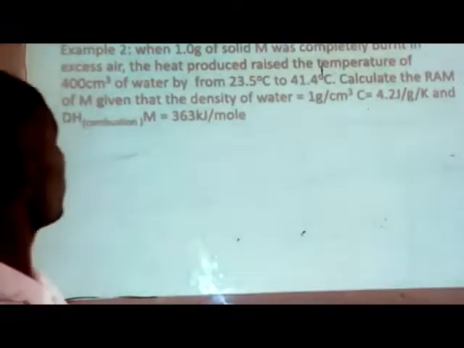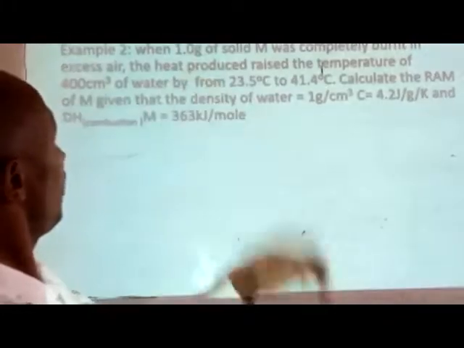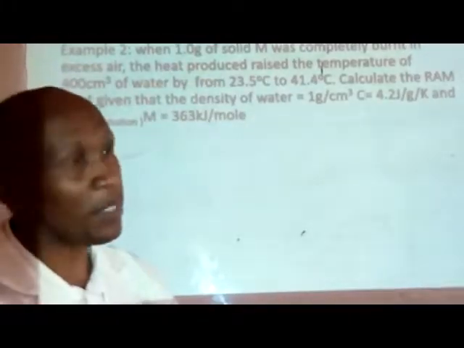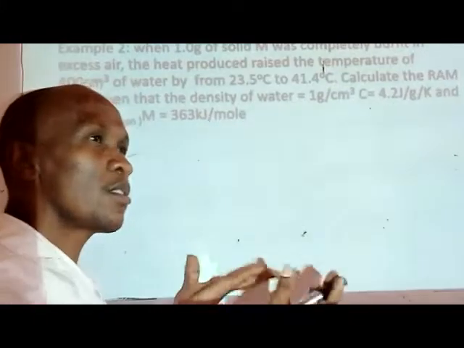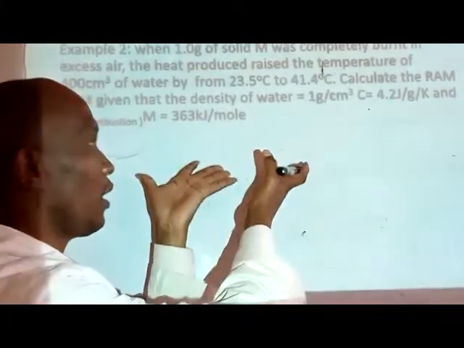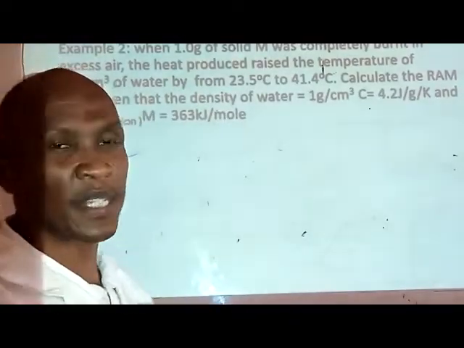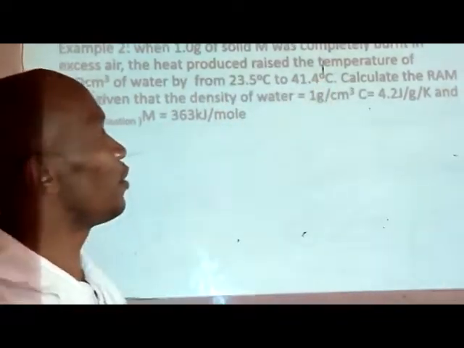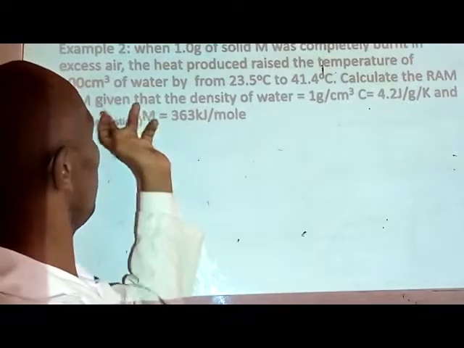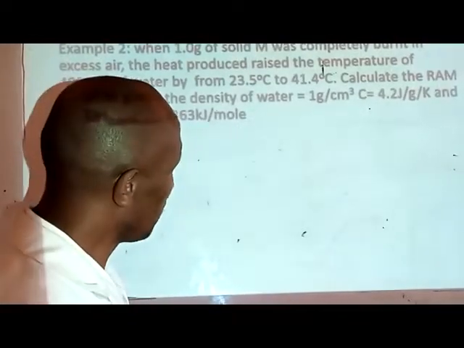Another example that we can look at and attempt: 1 gram of sodium was completely burnt in excess air. Yes, so it's a solid that is being burnt. The energy that is produced is used to heat 400 cubic centimeters of water. The temperature rises from that to that. Calculate the relative atomic mass of M, given all that data. So how are we going to go about it?